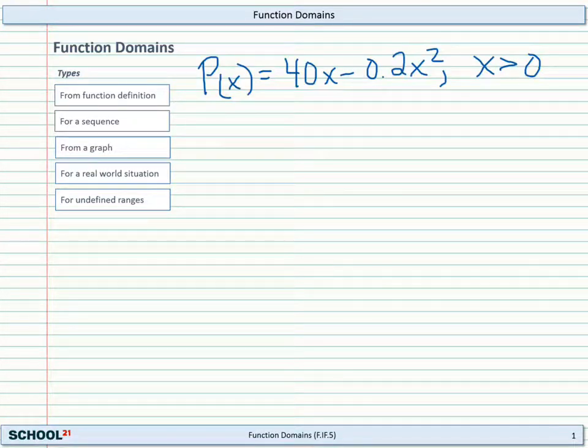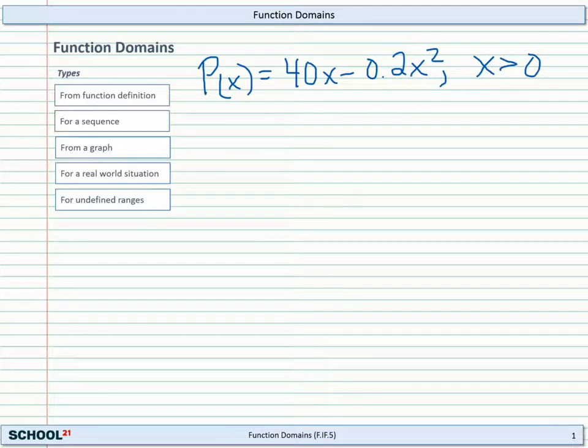For instance, here's a function that describes the profit you can get based on the price you have for a product. So P, large P here, is profit. It's a function of price, which is x, and it equals 40x minus 0.2x squared. Now, because this is a price, we know that we don't want to have a negative price, so the domain is x is greater than 0. So your price has to be greater than 0.